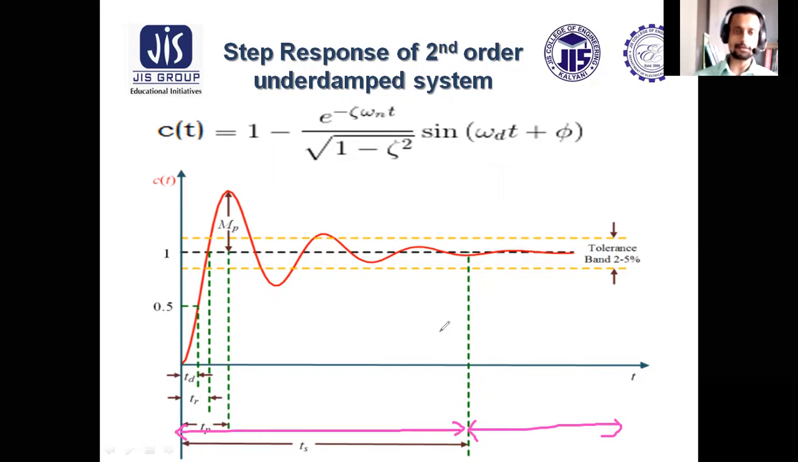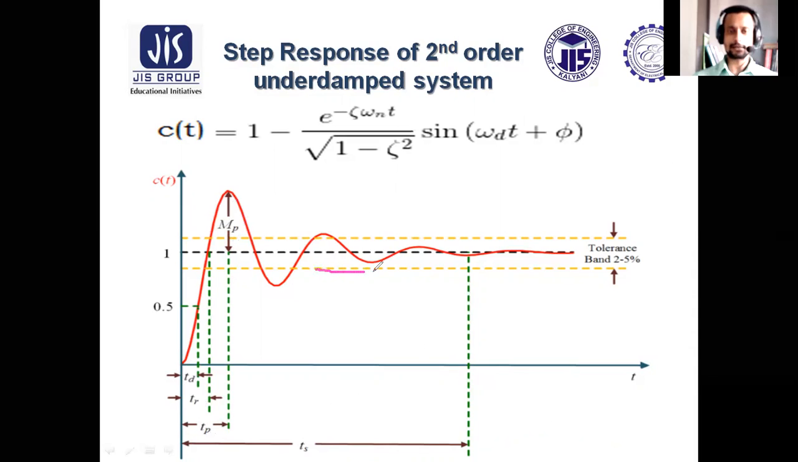So for a second order system, there are some important parameters such as Mp, Td, Tr, Tp, Ts. What are these parameters and what is the significance of these parameters? That we will be discussing in the next class. So I'm skipping this part from today's lesson. In the next class, we'll be discussing what is Mp, what is Td, Tr, Tp, Ts, all this.